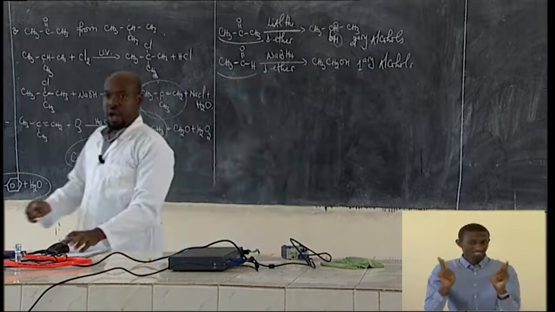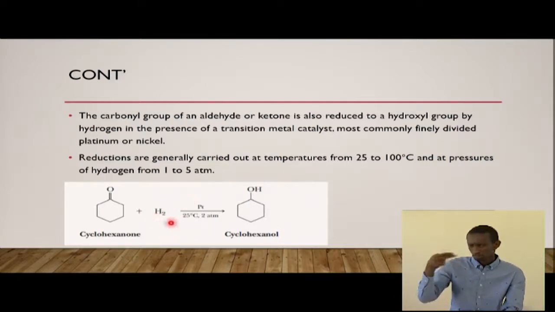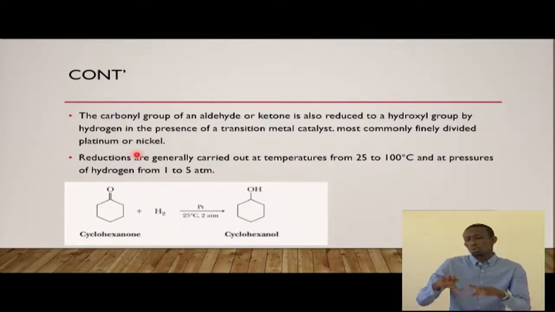Okay. Here we have another way we can use to reduce these compounds, but which requires a bit high temperature and high pressure. We can also use hydrogen and platinum. If you use hydrogen with platinum as a catalyst, you also produce an alcohol. You can also use nickel as a catalyst.